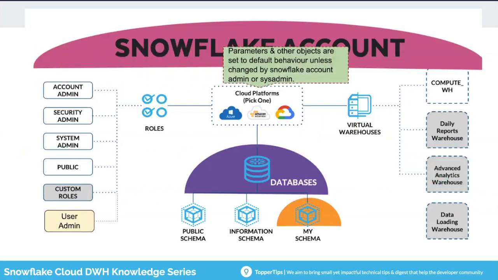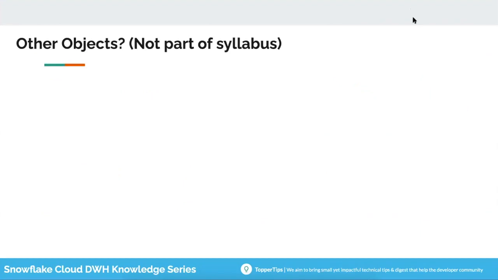There are other parameters and other objects which have default behavior unless you go and change them at account level. Certain things are possible via account admin, certain things are possible only via security admin. So by default, when a Snowflake account is created, all the default values are retained at the account level. So what about the other objects?